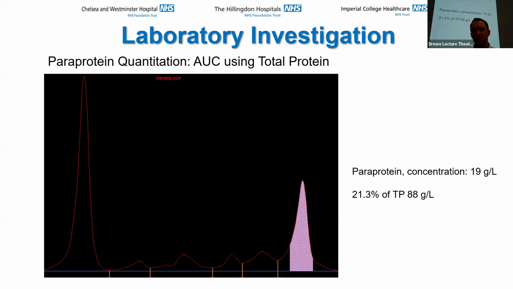So we would demarcate either side of this paraprotein and quantitate it. There's probably a variance of around 1 to 2 grams per litre, just to give you an idea of what the sort of uncertainty is.